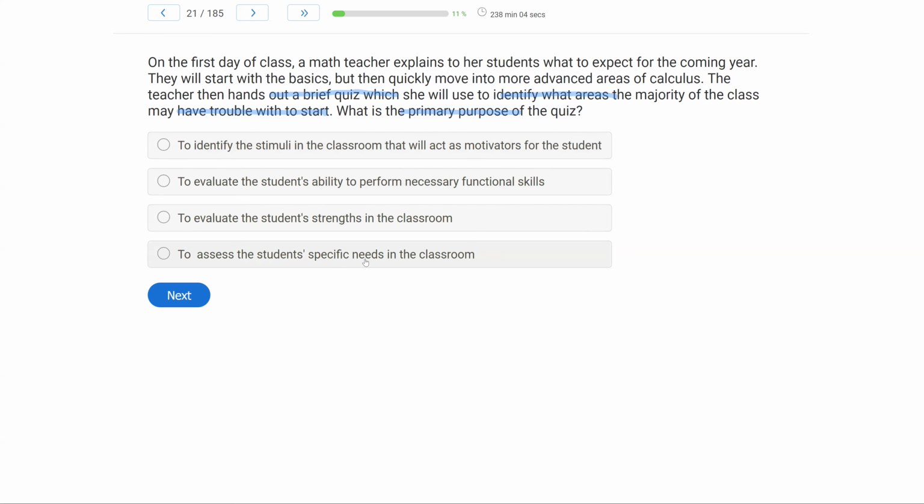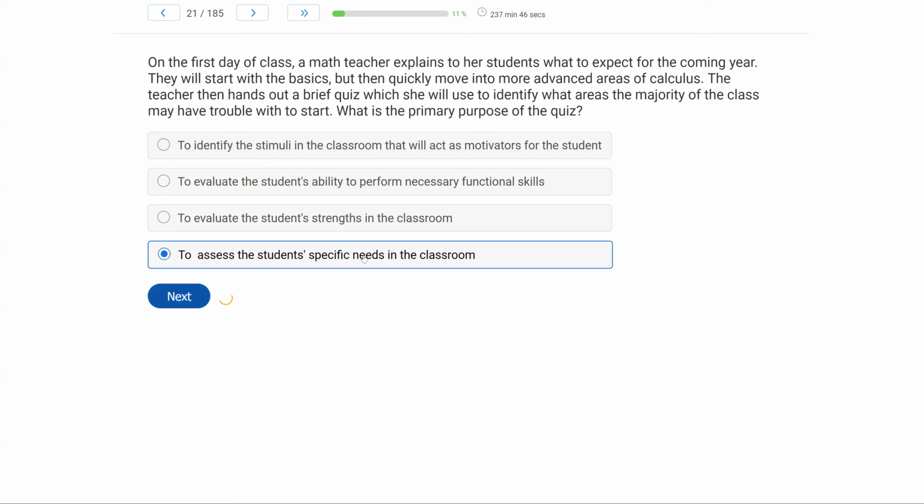So what she wants to know is to assess the student's specific needs in the classroom. This is a needs assessment. That is the primary purpose of the quiz. Again, a very straightforward question with a straightforward answer. Sometimes you will get those. Don't overthink it. Pick the right answer.